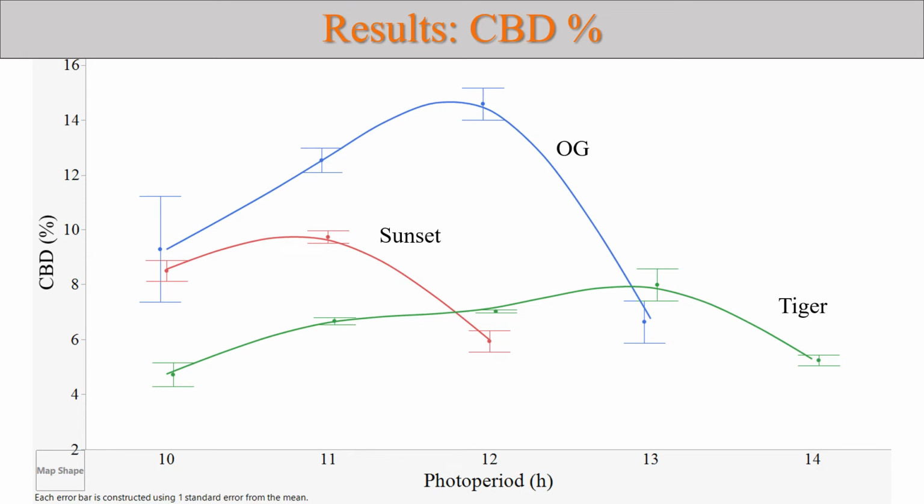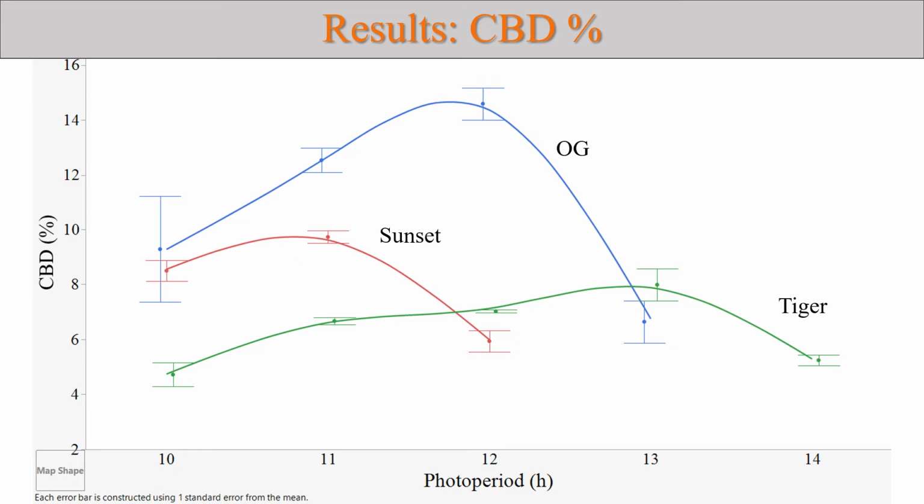So again, we have photoperiod on the x-axis going from 10 to 14 hours and CBD percentage on the y-axis. And again, we have sunset, OG, and tiger. So with sunset, we do see a little bit lower of CBD percentage at the 10-hour photoperiod relative to the 11-hour photoperiod, but then we see a huge drop-off at 12 hours. Similarly, for OG, we see a low CBD percentage at 10, which increases at 11 and increases again at 12 hours, but then drops off dramatically at 13 hours.